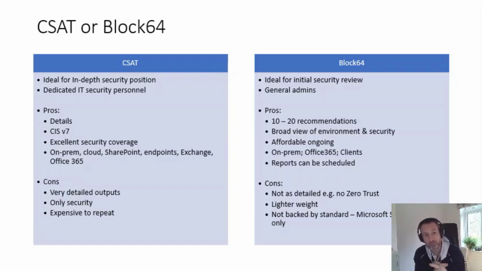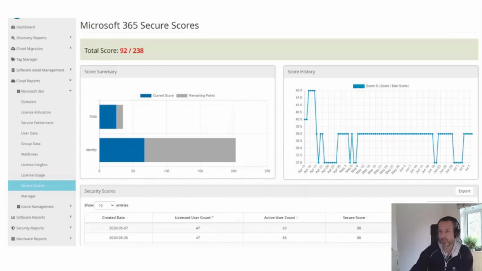The second one is called Block64, which is a more general tool, which surfaces some quite useful and interesting ideas and thoughts about how you can move your security posture forward. And again, it does give you the scoring. So let's have a quick look. We'll start with Block64.